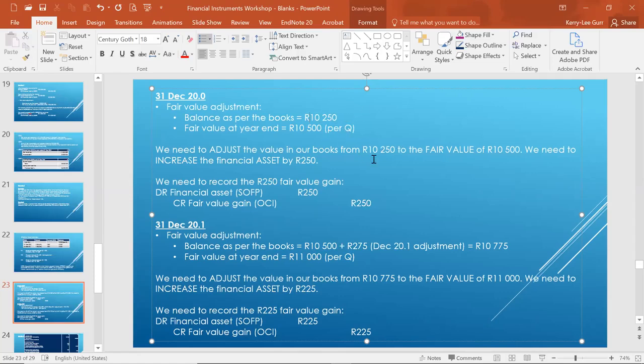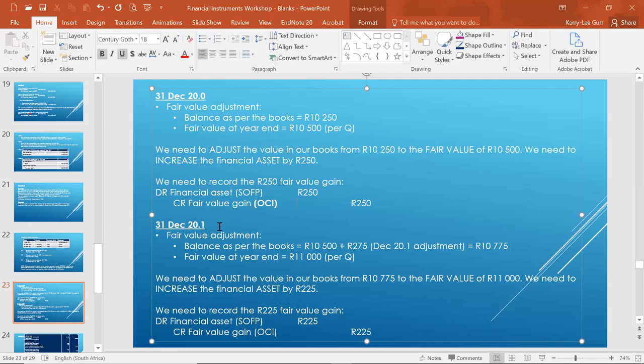So as we can see, we need to update this to the correct fair value through OCI. So we need to adjust from 10,250 to the fair value of 10,500, which means we must increase our financial asset by 250. By debiting our financial asset with 250 and credit our fair value gain, OCI. Very important that we stipulate that, not P&L, not SOCI, it must be OCI, and that's with the 250 fair value gain.